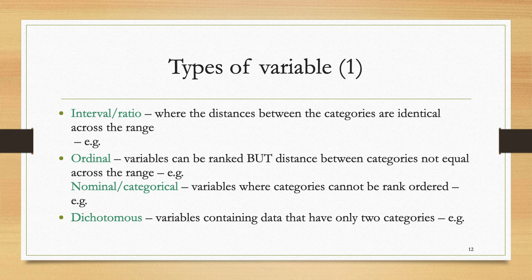I know that you had experience of these within your research methods, but let me give you an example of types of variables. So you can have interval or ratio, where the distances between categories are identical across the range. So think about examples for this and we will discuss them via our online session. Ordinal variables can be ranked, but distance between categories is not equal across the range. Then we have nominal variables, where categories cannot be rank ordered. Then we have dichotomous, where variables contain data that have only 2 categories.